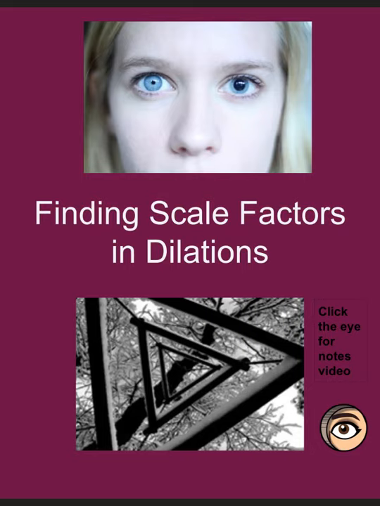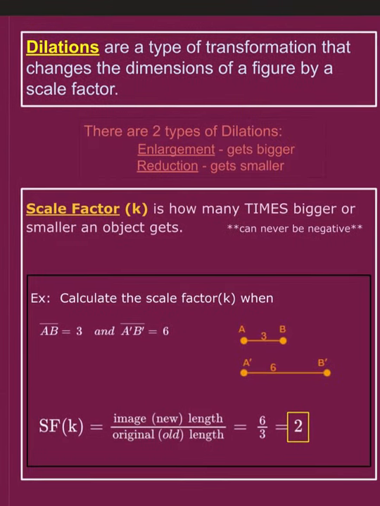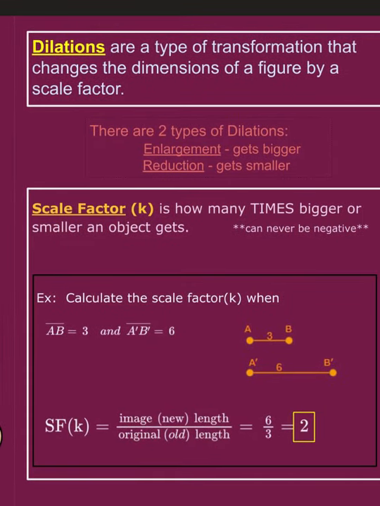Finding scale factors in dilations. So let's see what we're working with today. We have dilations. They're a type of transformation that changes the dimensions of a figure by a scale factor. Remember, dimensions are the measurements of the sides. There are two types of dilations: an enlargement, which means the figure gets bigger, or a reduction, which means it gets smaller.